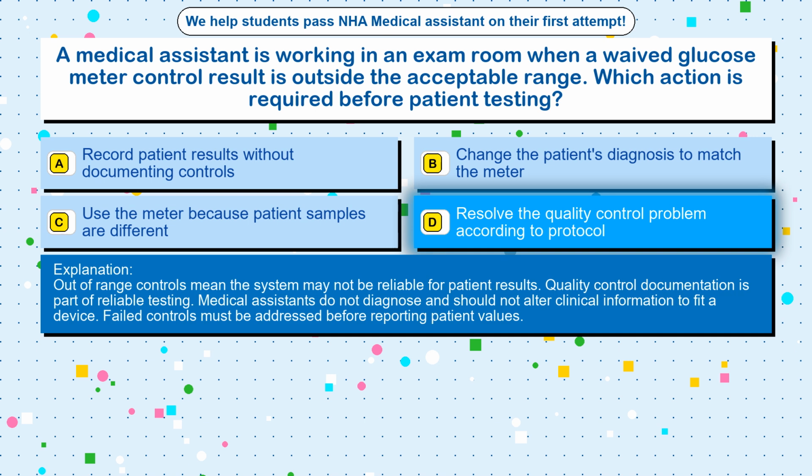Out-of-range controls mean the system may not be reliable for patient results. Quality control documentation is part of reliable testing. Medical assistants do not diagnose and should not alter clinical information to fit a device. Failed controls must be addressed before reporting patient values.